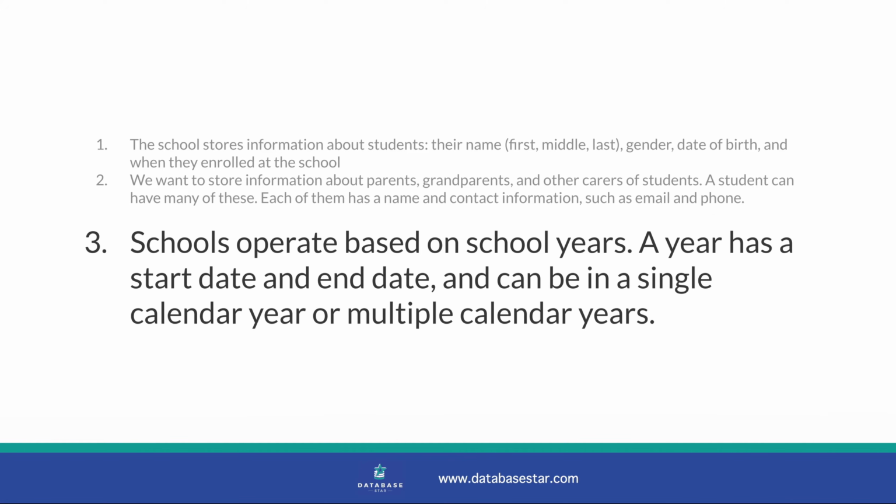Requirement number 3 is about school years. A school year has a start and end date. It can also be within a single calendar year or over multiple years. For example, the school year in Australia may run from January to December, but in the US I think it runs from September to the following June, which is over 2 calendar years.